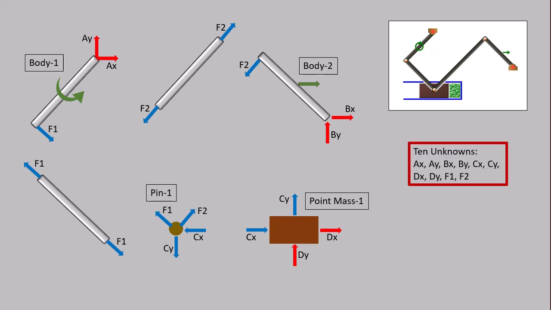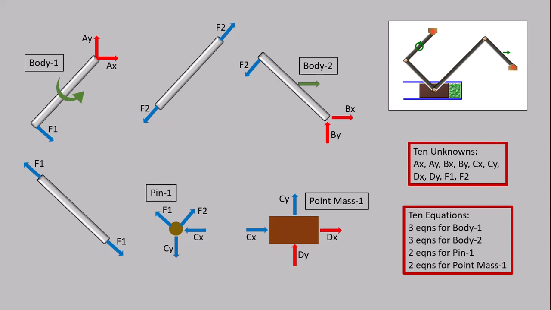10 unknowns and 10 equations. 3 equations for body 1, 3 equations for body 2, and 2 equations for pin 1, and 2 equations for the point mass. We consider the piston as a point mass because its size is not given, and whenever a size of an object is not given, you must consider that as a point mass.